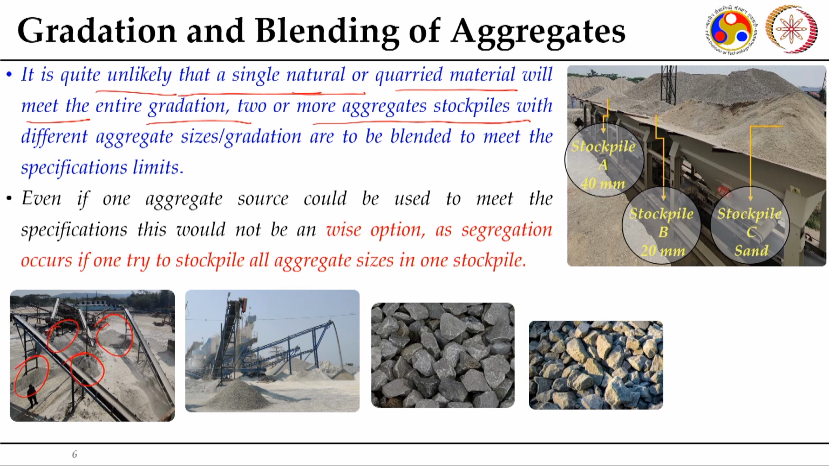All will have aggregates in a small range, and what we need to do is blend these different stockpiles, 20, 10, or 6 dust together, so that you can finally get the gradation you are targeting for a particular mix. There may be a chance that one stockpile gives you a good number of sizes, but normally it is not preferred, because if one stockpile has sizes varying from very coarse to very fine, there is a lot of chance that segregation may happen whenever the material is dropped, whether when it is stockpiled or during production.